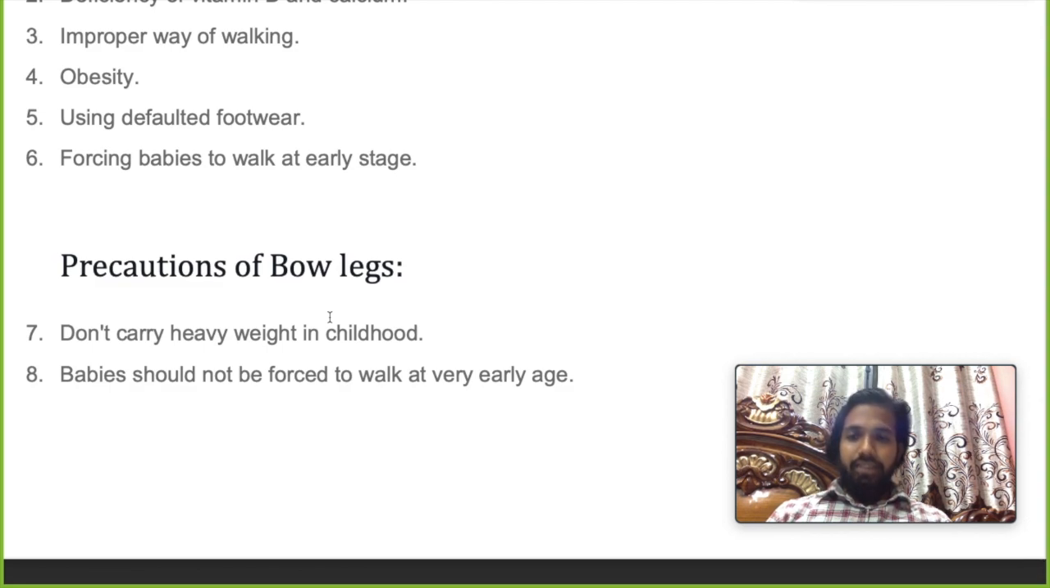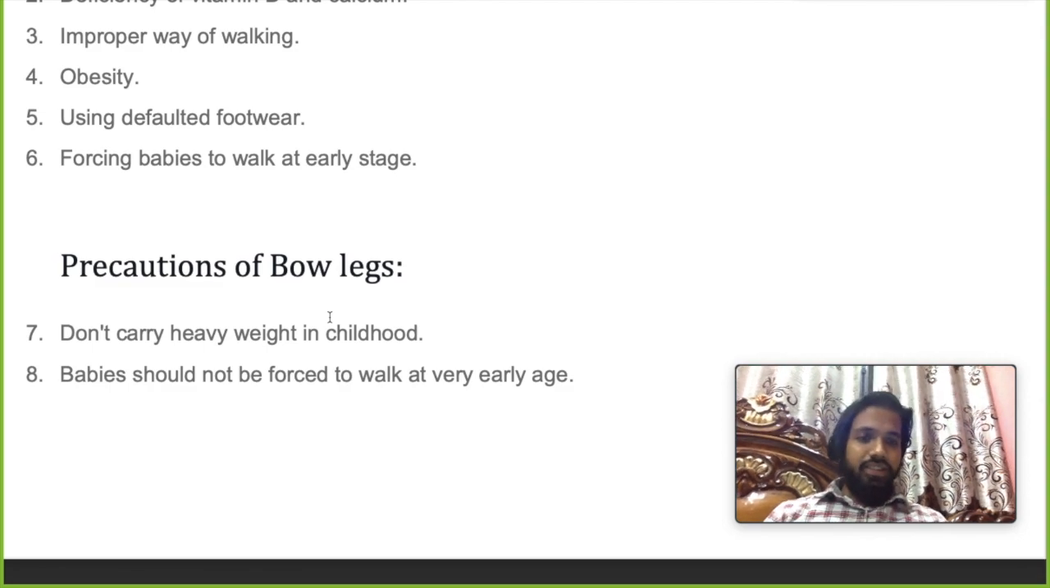And as I have said, the baby should not be forced to walk at a very early stage. Everything happens in time. Rome was not built in a day. So make sure you're not forcing your baby, because it will lead to something bad.